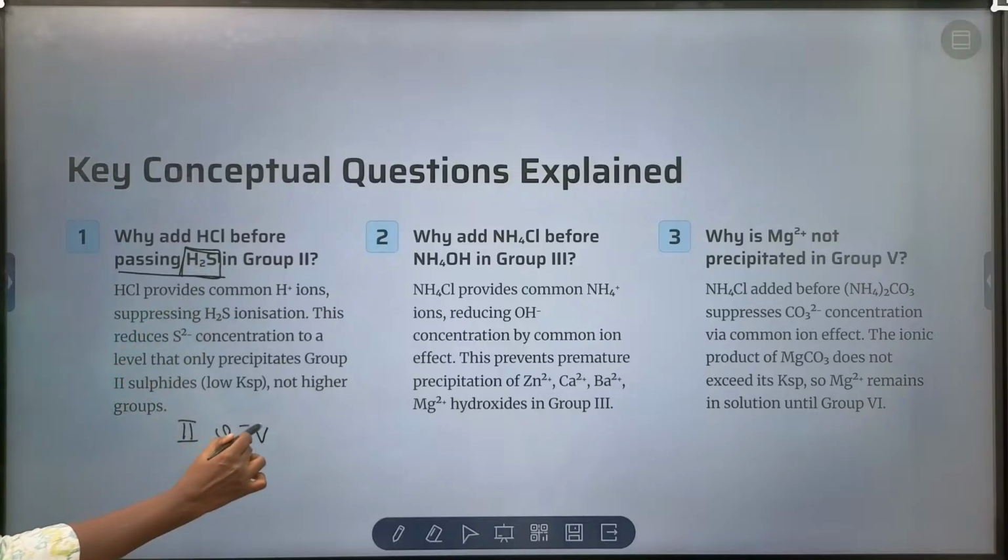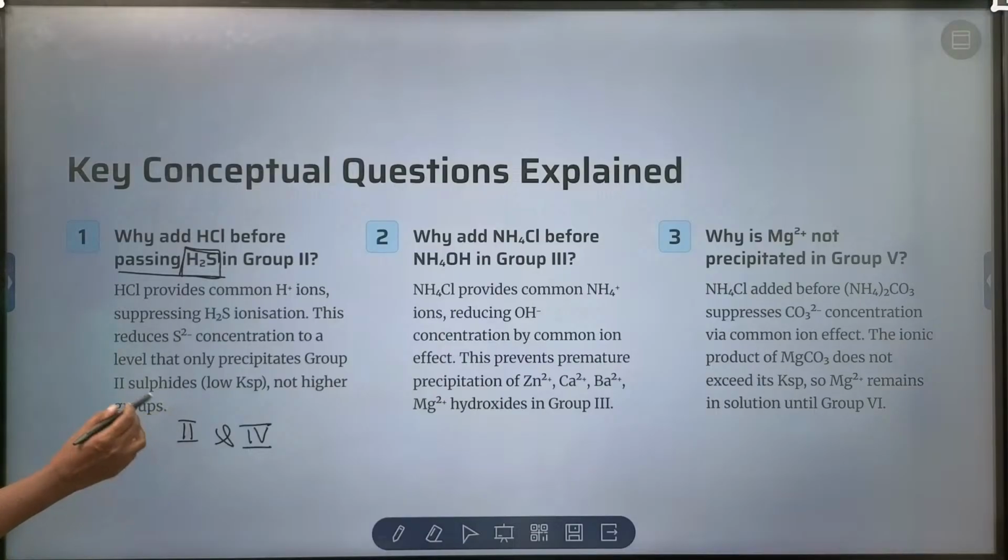So you see, H2S is the group reagent for the second group of the cations as well as the fourth group of the cations, right? So what is the fourth group of the cations? It is actually zinc as well as nickel, right? If you add H2S here, and the fourth group cation is present, it would precipitate in group 2 itself rather than precipitating in the fourth group.